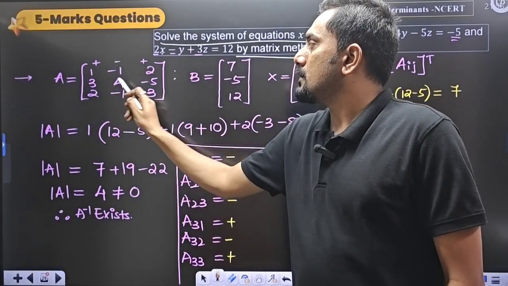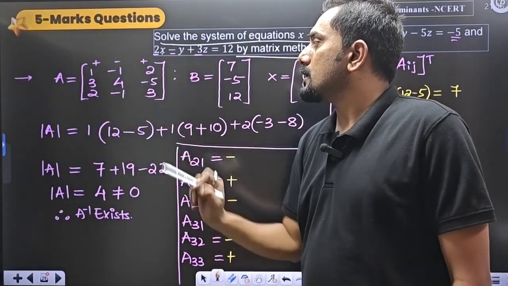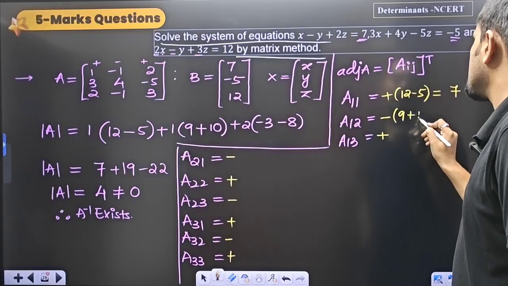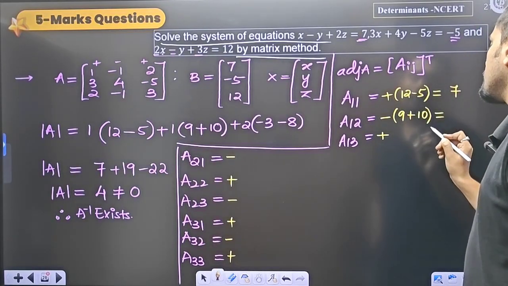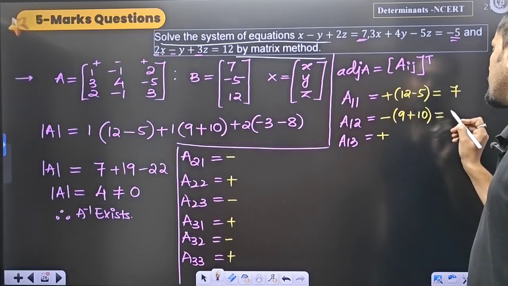Next. 5 2s are 10. Minus into minus will be plus 10. And that becomes equal to 19. How much is 19? Minus 19.